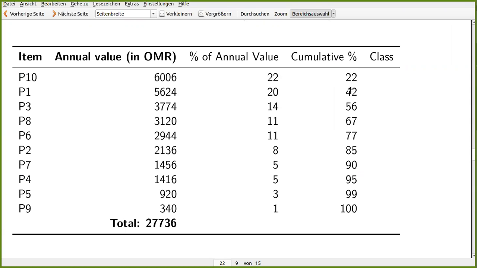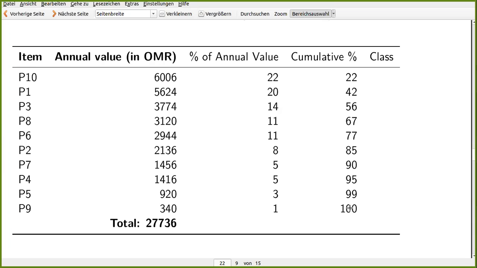And then for the second value, for P1, we calculate 20 plus 22. For P3, we calculate 14 plus 42. Yeah, for P9, we calculate 3 plus 95. And then in the end, we will get to 100. Maybe because of rounding, you have them like 99.9 or slightly higher if the rounding was not very precise, but in the end, it should always amount to 100%.